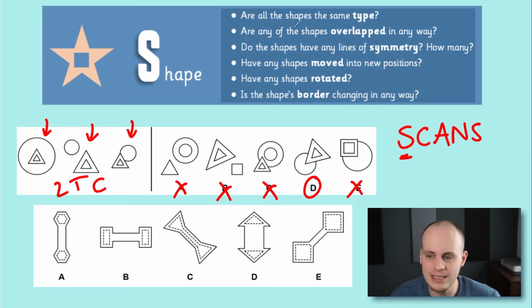But having these things in my head, once I've practiced them and learned them, it just helps me solve these questions real quick. Let's look at the next one. This is an odd one out. So we're looking for something where four are the same in some sort of way and one of them's different. Okay. Are the shapes the same type? No, they're all different.